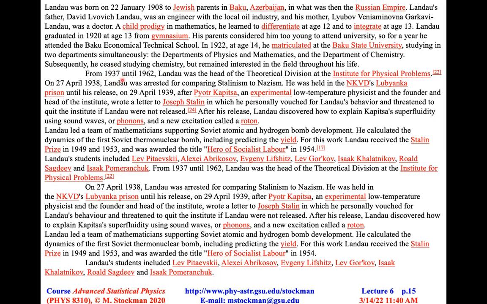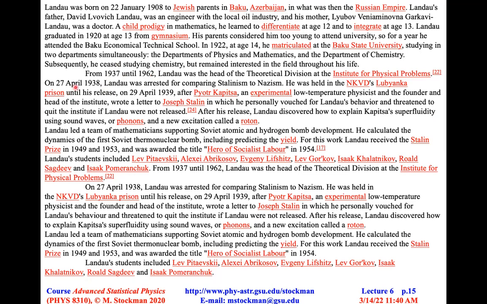From 1937 until almost the end of his life, he was the head of the theoretical physics department at the Institute for Physical Problems, this famous institute whose director was Piotr Kapitsa. In Russian it's called Kapichnik.